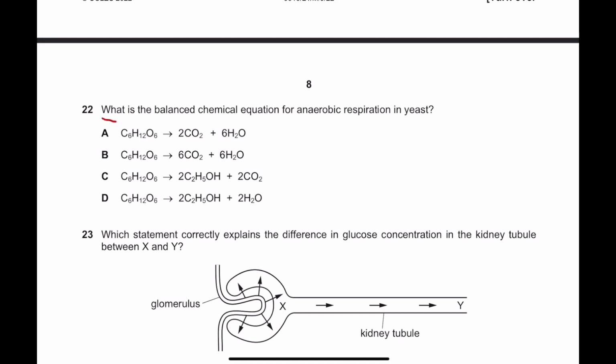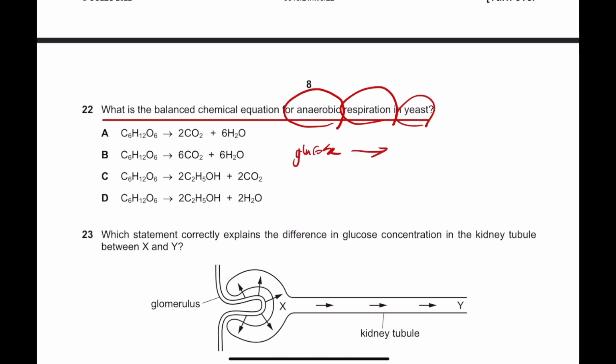Number 22. What is the balanced chemical equation for anaerobic respiration in yeast? So yeast can do both aerobic and anaerobic respirations. When it goes on the anaerobic respiration, it changes glucose molecules into ethanol and CO2. So we just have to find ethanol and CO2 here. This is the chemical formula for glucose, and this is the chemical formula for ethanol. To be more precise, is this. So there are 2 moles of ethanol molecules produced, and also 2 moles of CO2 produced from 1 mole of glucose. So the answer for this question is C. Okay?